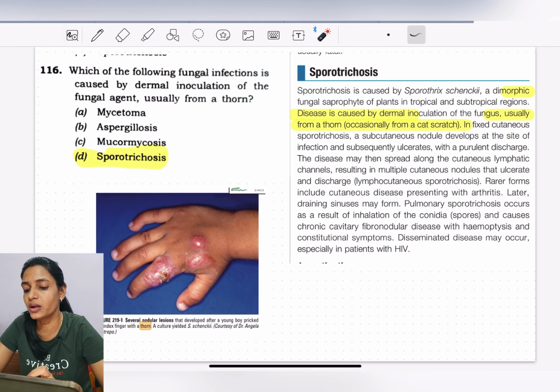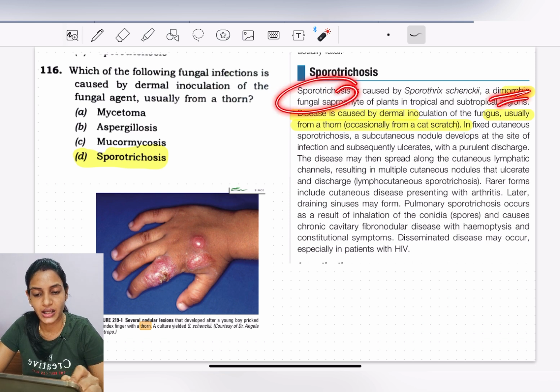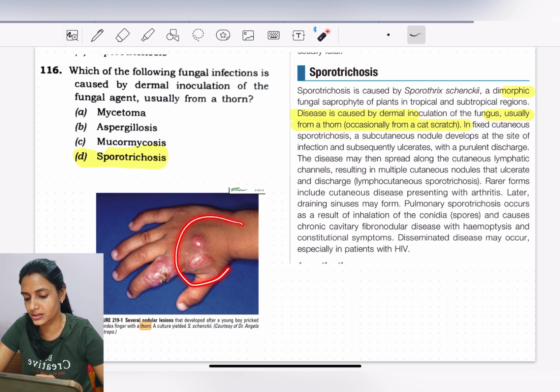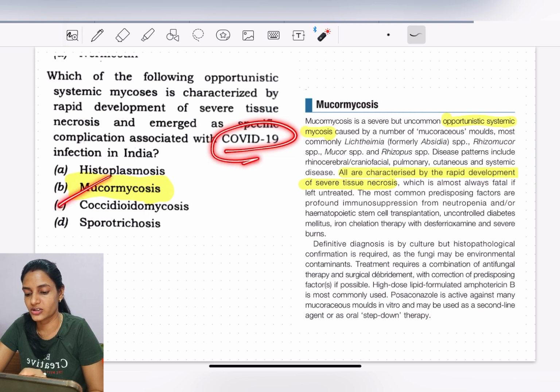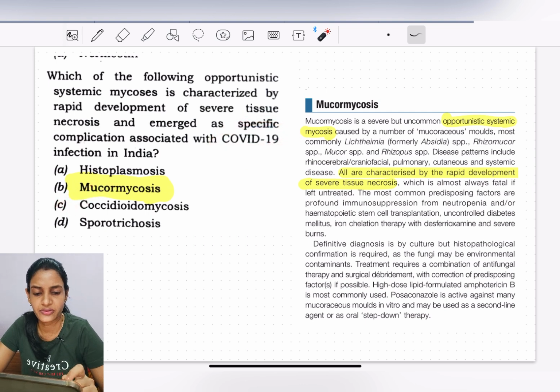Next they are talking about a fungal infection which usually comes from a thorn. So sporotrichosis, which is a dimorphic fungus, is caused by dermal inoculation of the fungus, usually from a thorn, occasionally from a cat scratch. So this is the appearance of the severe nodular lesions. The answer for this is sporotrichosis. Next question, they are talking about mucormycosis. We all know in the COVID-19 era that we had the association of COVID-19 with mucormycosis, and the rest of mucormycosis we all know is an opportunistic systemic mycosis, and all are characterized by the rapid development of severe tissue necrosis. So the answer for this is mucormycosis.